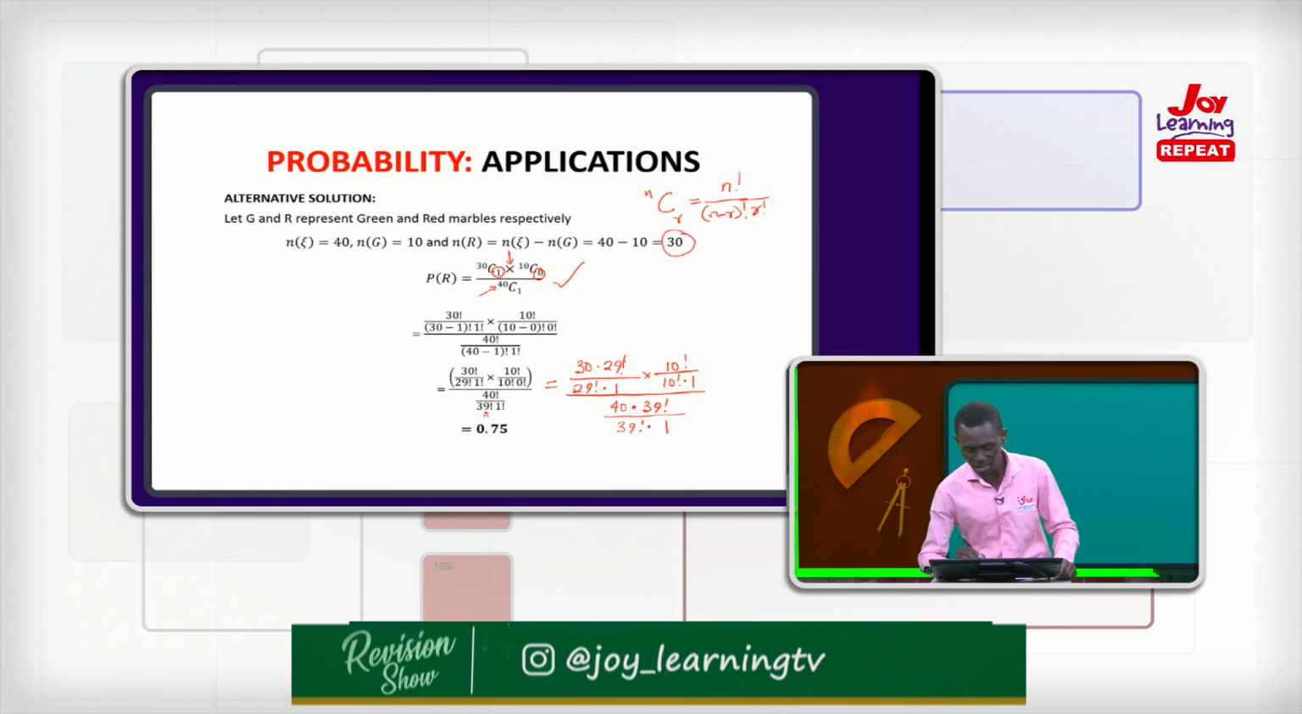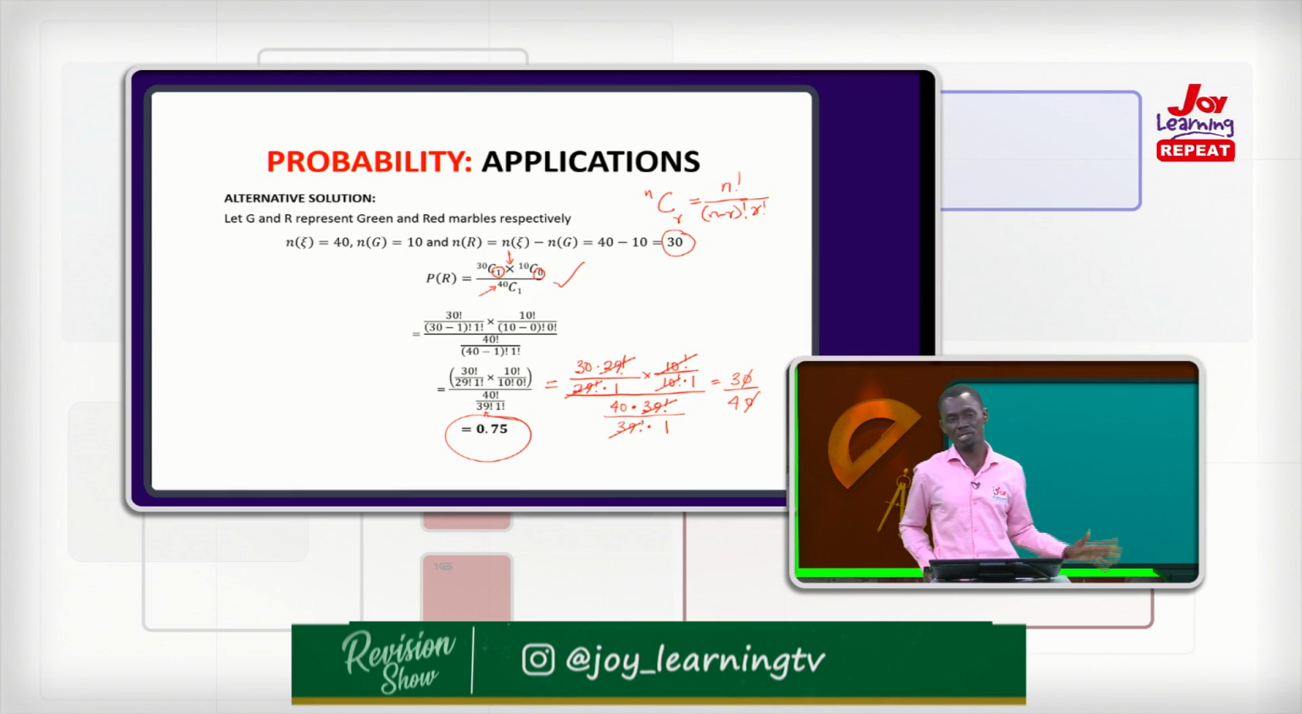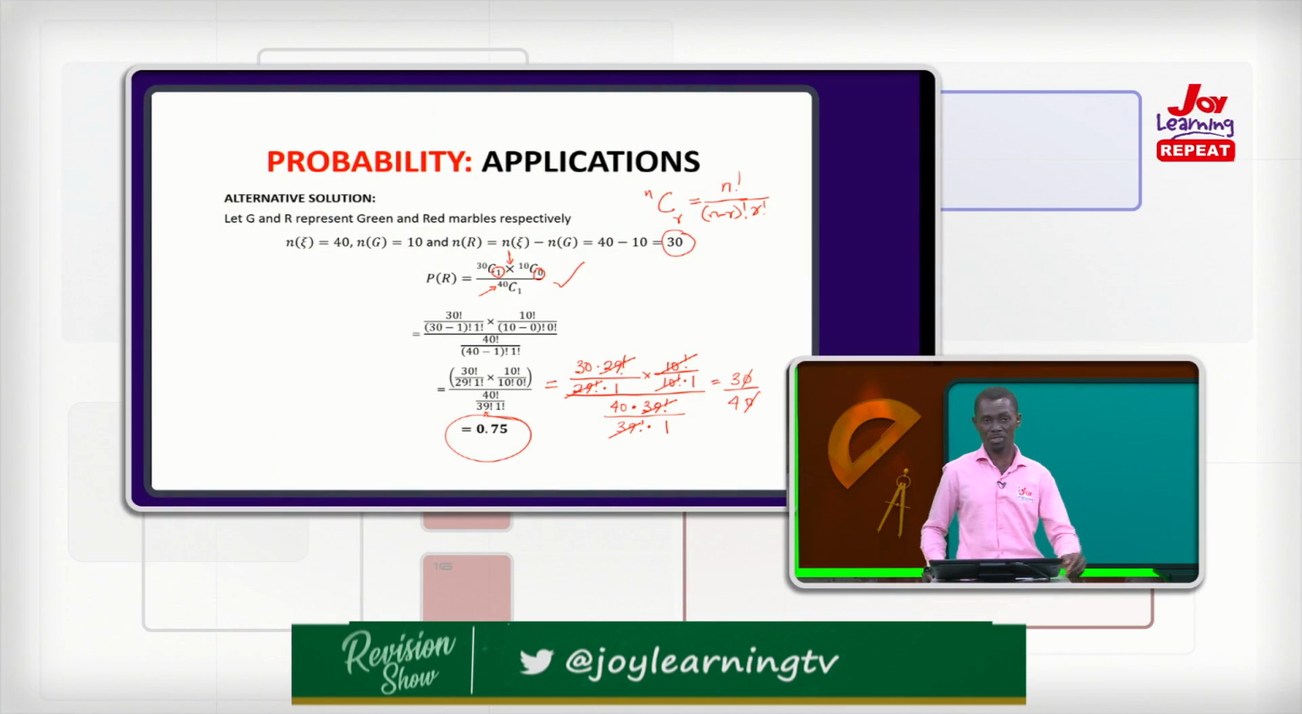Now, at this point, all I need to do is take out the 39s. I'll end up with 30 multiplied by 1, which gives me 30. And I have 40 divided by 1, which gives me 40. So I have 30 on 40. If I divide, I end up with 3 over 4, which is 0.75. So that is how to solve this without a calculator. The calculator is helpful, but you can do without it.